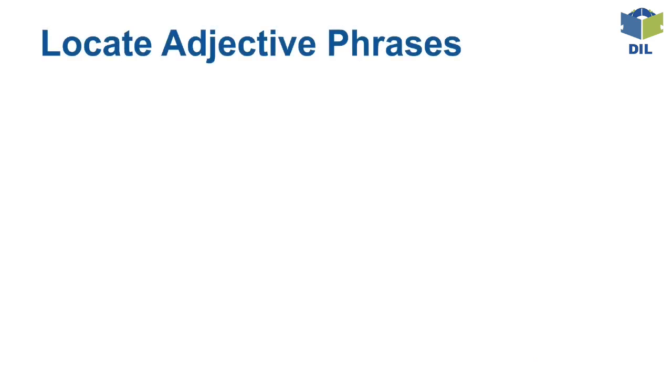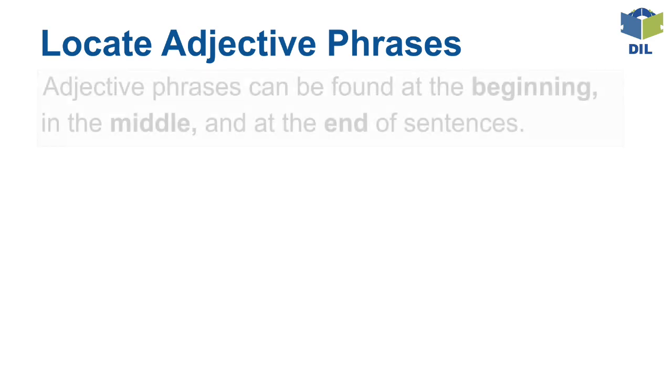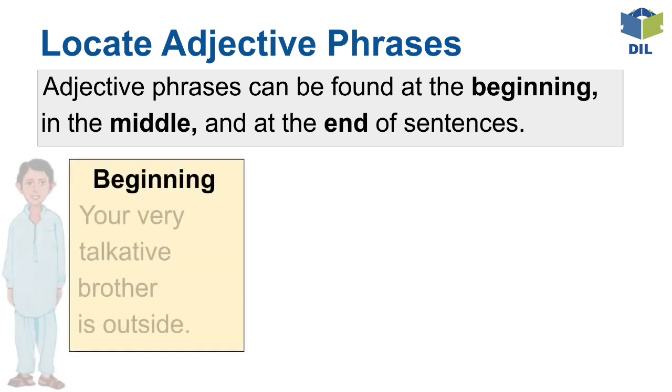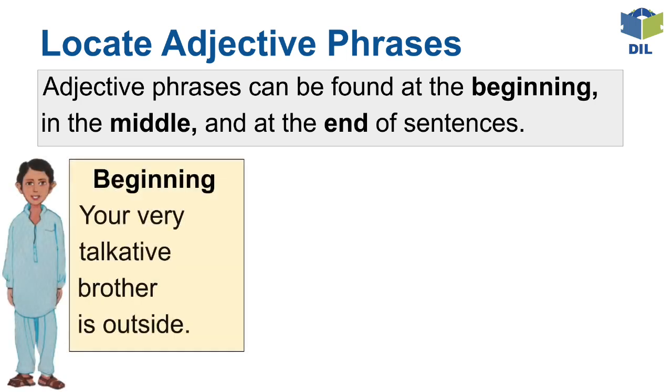Adjective phrases can be located at various parts in a sentence. They can be found at the beginning, in the middle, or at the end of sentences. Let's start with adjective phrases at the beginning. Your very talkative brother is outside. Where is the adjective phrase in this sentence? Right. The adjective phrase is your very talkative.